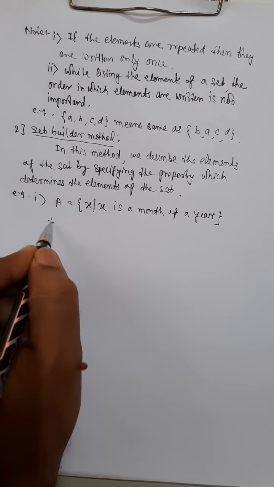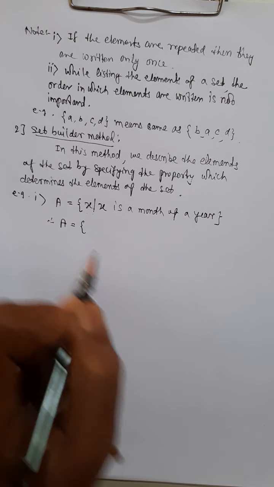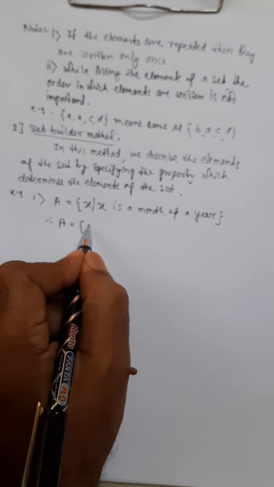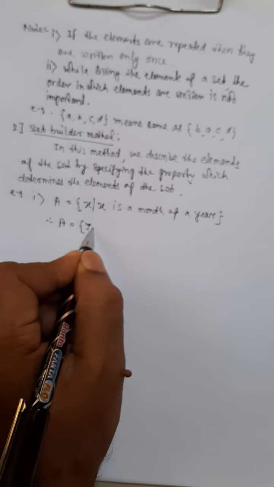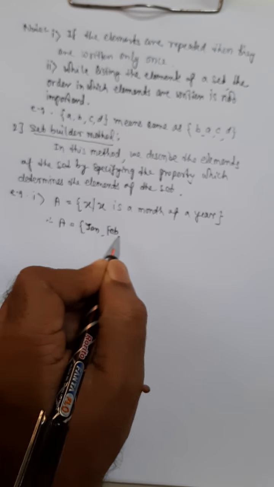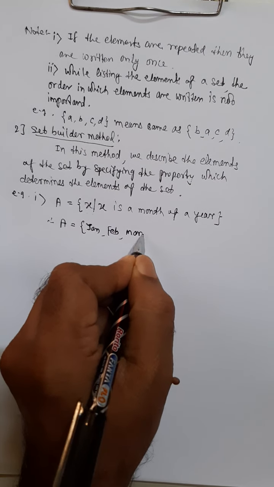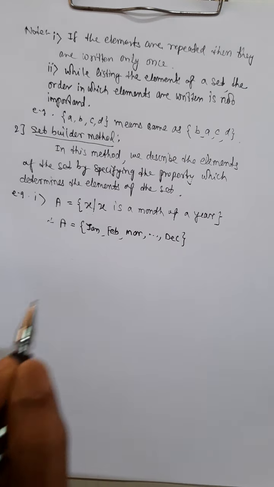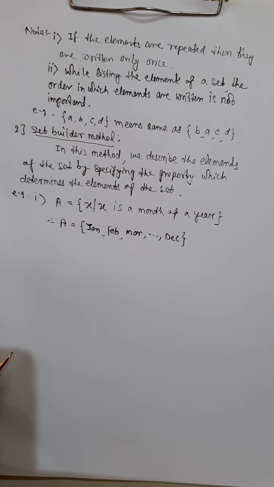Therefore we can write set A as: we know the months of the year, so we can write January, February, March and so on. The last month is December. We know that in a year there are 12 months.